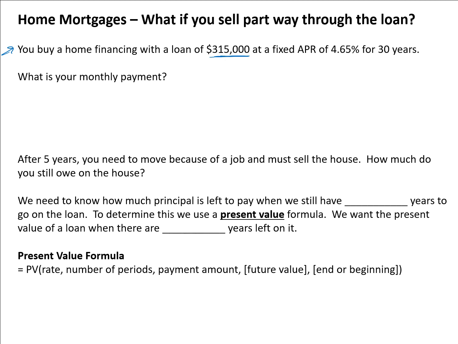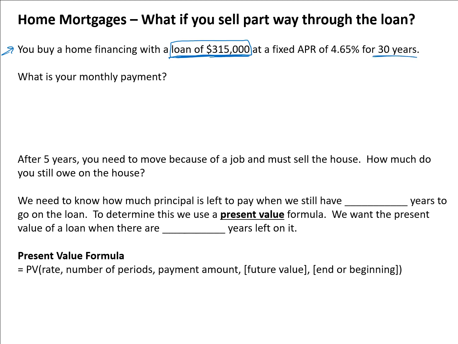Now notice I'm saying this is the loan, so this is not the price of the home. The home price was probably much more than this. I'm not including the down payment here, I just wanted to simplify that part out. But normally there would be some kind of down payment. But let's just say the loan after the down payment is $315,000. And we're doing a 30-year loan.